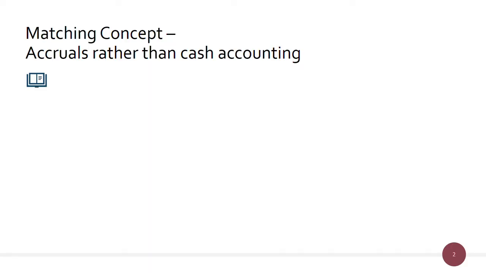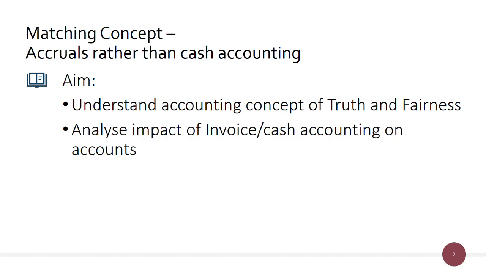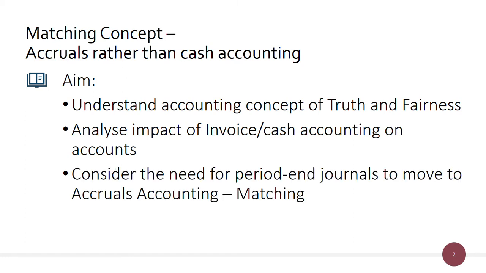So what we've got written here is what we're going to do today. In terms of our aims, we're going to understand a concept within accountancy called truth and fairness. We're going to analyse the impact of invoice accounting, sometimes known as cash accounting, on the accounts, in particular with respect to truth and fairness. That means they won't be either truthful or fair, and therefore we'll need to make a series of period-end journals to move to something called accruals accounting, which I'm also going to say is matching expenses to income, and matching both of those to correct periods of time. This kind of idea of matching.